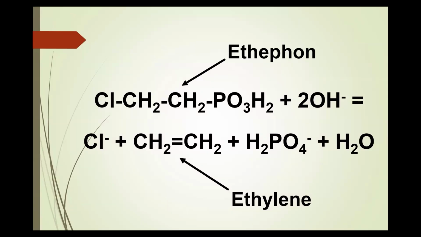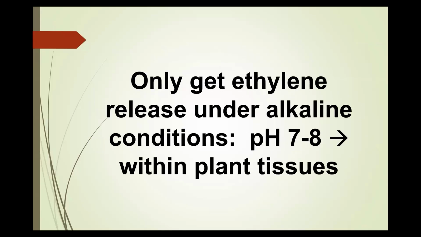The ethephon combines with hydroxyl ions to break down, releasing a chloride ion plus ethylene plus dihydrogen phosphate in water. Ethephon only releases ethylene under alkaline conditions at a pH of 7 to 8. These conditions are found within plant tissues. When you spray the ethephon on the plants, it's absorbed, goes into the cells, breaks down, and ethylene is released.